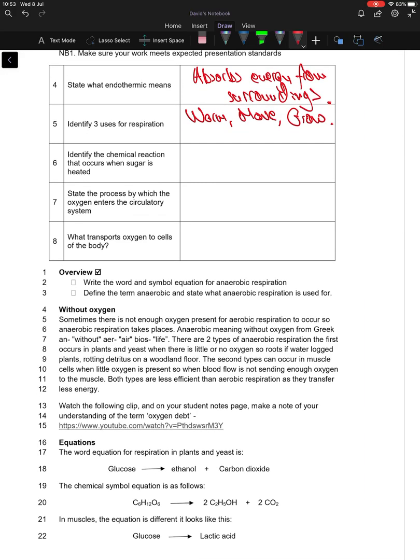Identify the chemical reaction that occurs when sugar is heated. So remember, it's combustion because it's burning in oxygen. Process by which oxygen enters the circulatory system. Diffusion from the lungs to the blood. And it is the red blood cells that carry oxygen around the body.